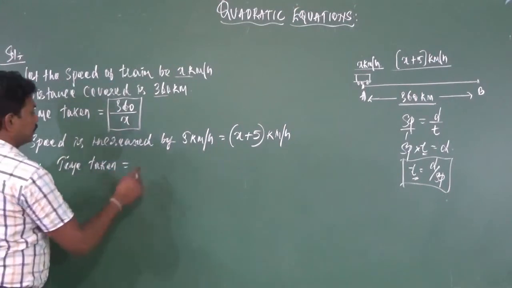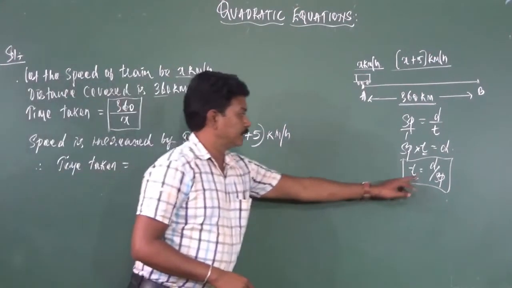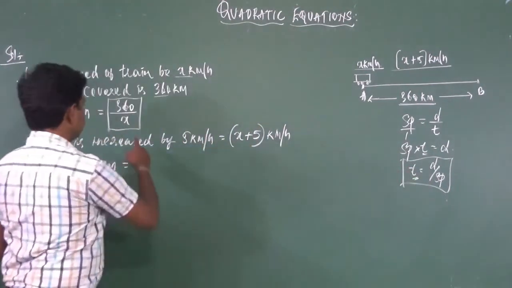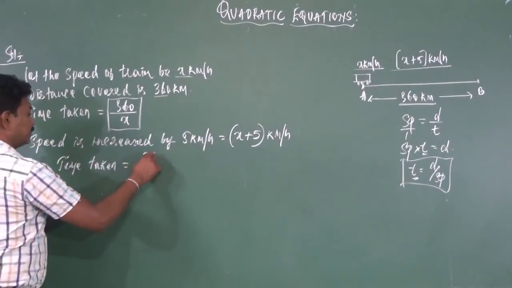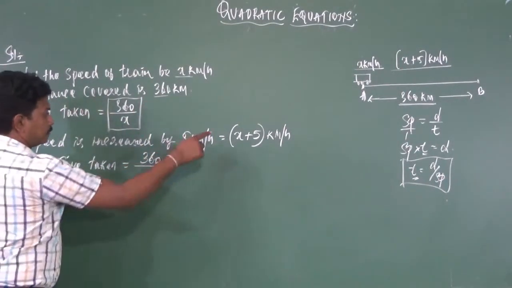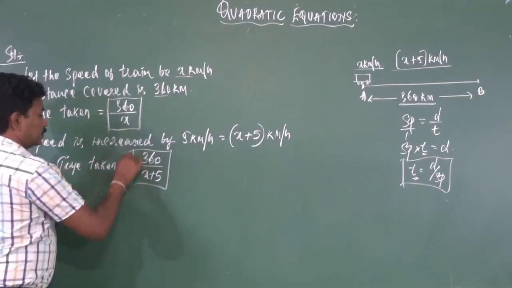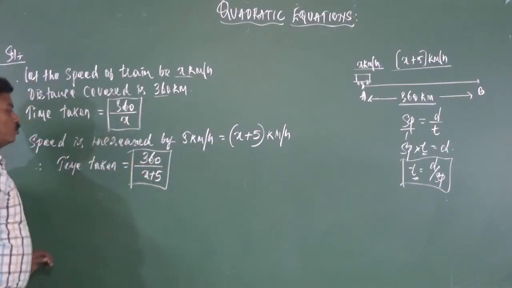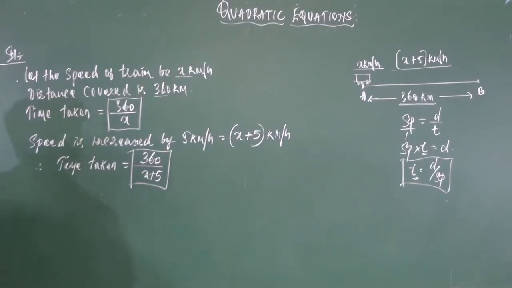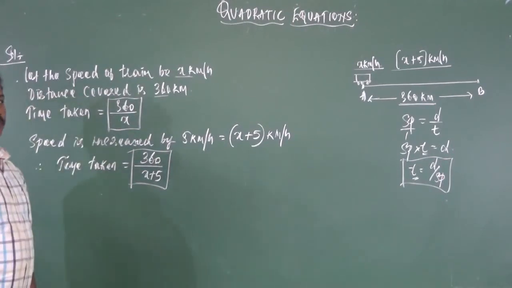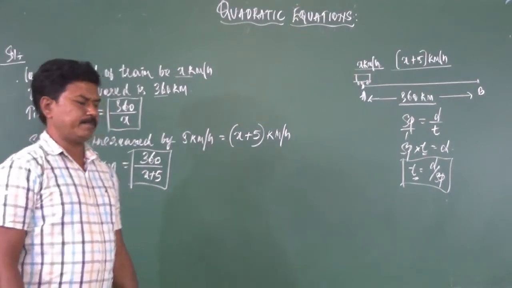is equal to, the time taken formula is distance by speed. So distance is the same, it remains 360, divided by speed, which is now x plus 5. At this moment, when you get two variables like this, we have to stop and analyze certain things. Very important.